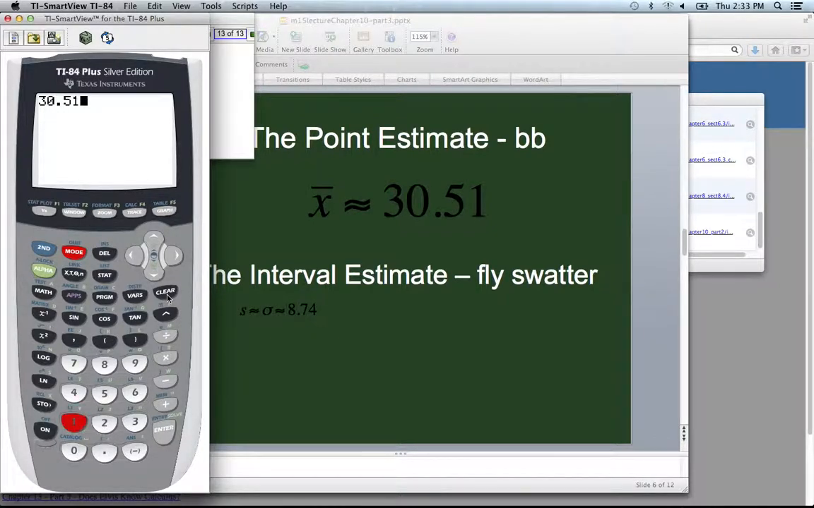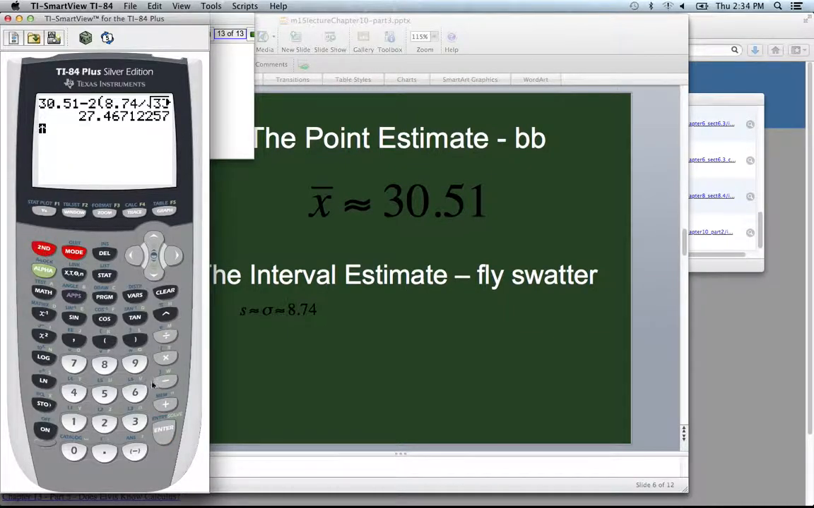So what I'm arguing here is that if we take the sample mean, 30.51, and I'll subtract first 2 times the estimated standard deviation, divide that by the square root of the sample size. This is the standard error of the mean we're talking about here now. This gives me the lower limit of the confidence interval.